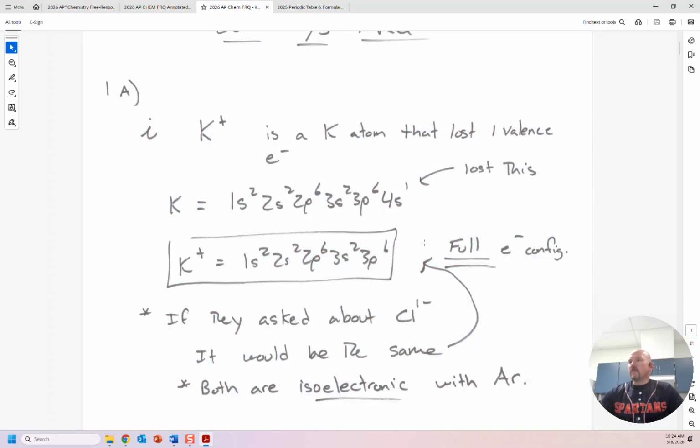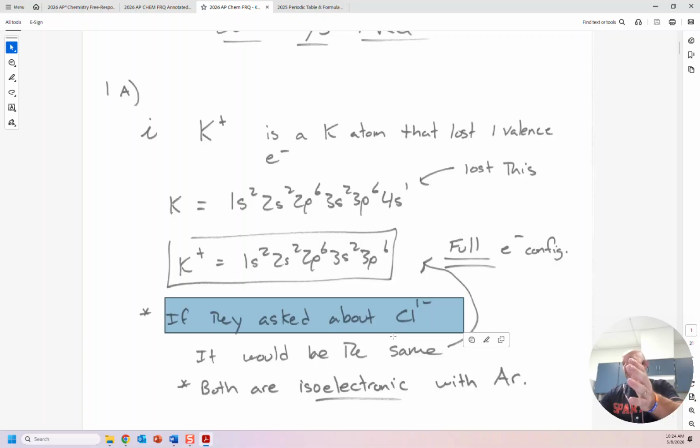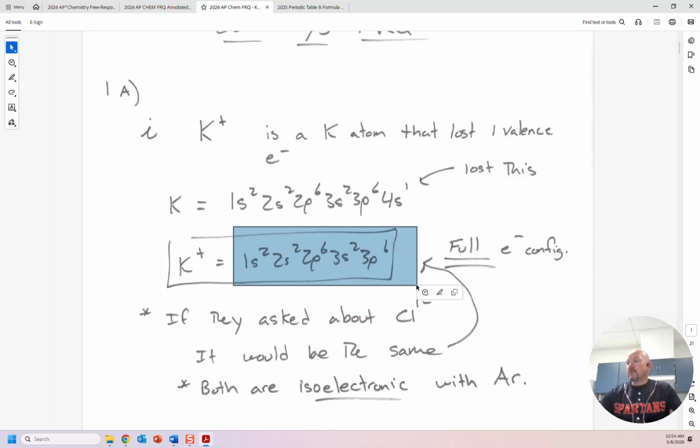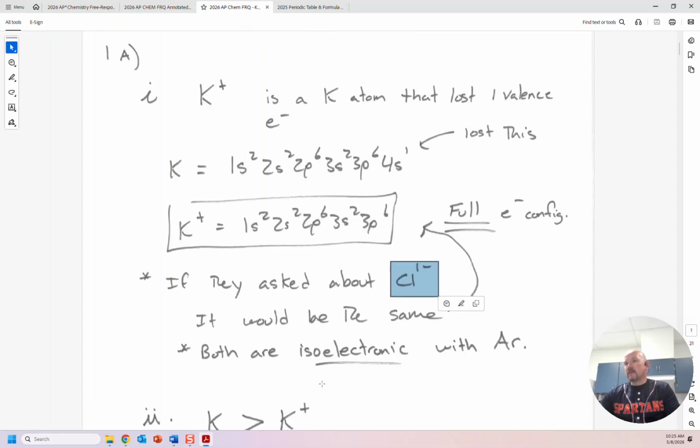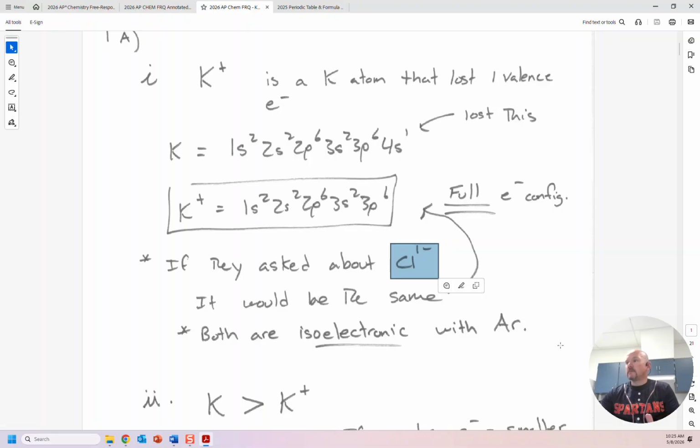They could have done the same question and asked for chloride instead. Cl 1 minus means I gained 1 electron. So instead of 3p5, which is where chlorine's electron configuration ends, it would be 3p6, just like the potassium. So if they asked for the chloride, it would also have this same exact electron configuration, because K plus and Cl minus are both isoelectronic with argon, right? Okay.